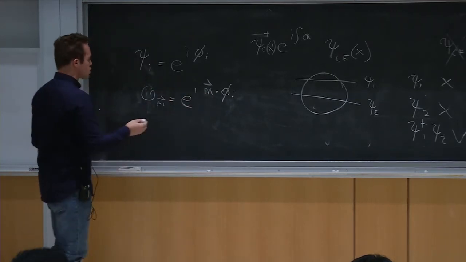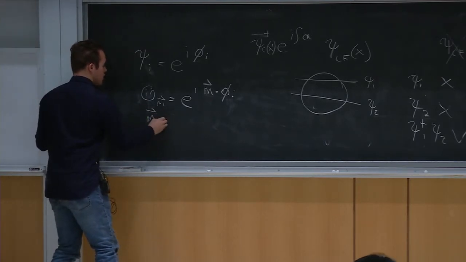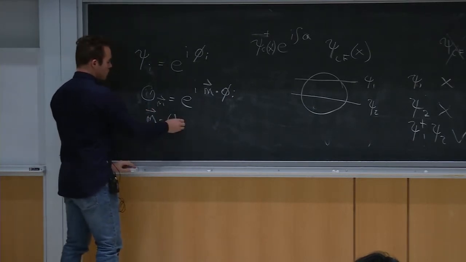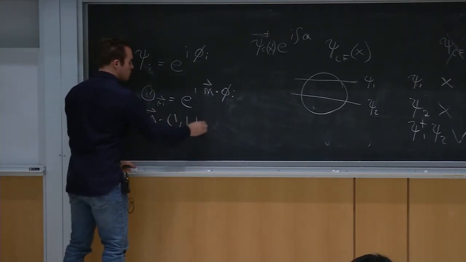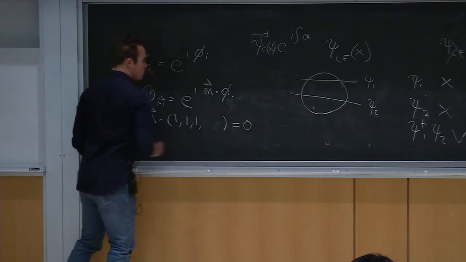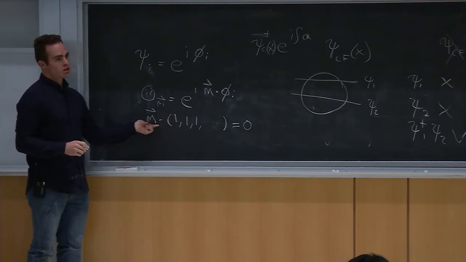And so the constraint is basically that m dotted into (1, 1, ...) needs to be equal to 0. So this is just saying that in net you don't make anything with net gauge charge.